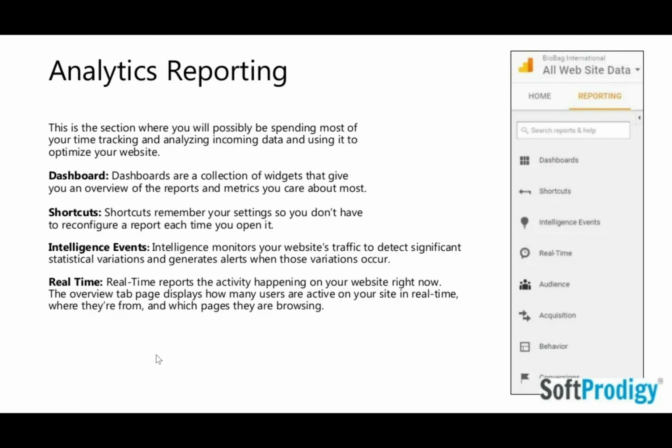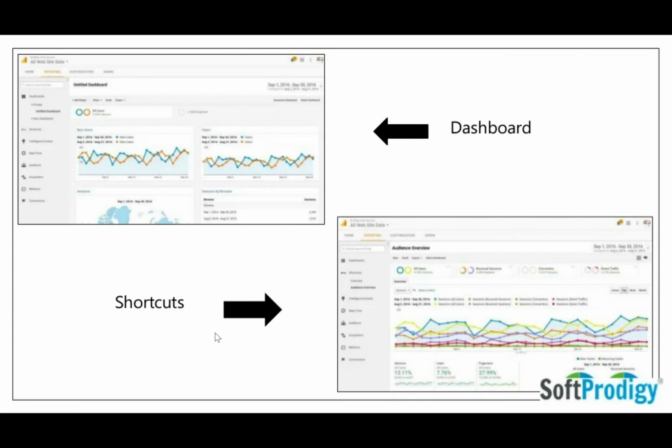Shortcuts remember your settings so that you don't have to reconfigure a report each time you open it. Intelligence events monitor your website traffic to detect significant statistical variation and generate alerts when those variations occur. Real-time reports show the activity happening on your website right now. The overview tab displays how many users are active on your site in real time, where they're from, and which pages they are browsing.